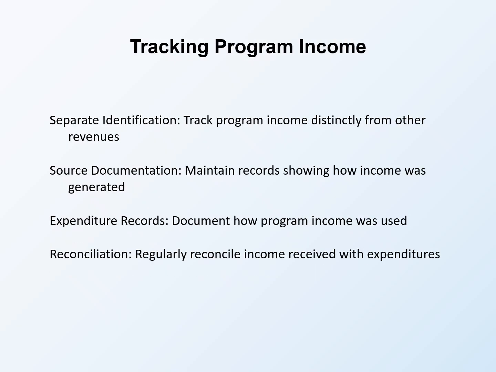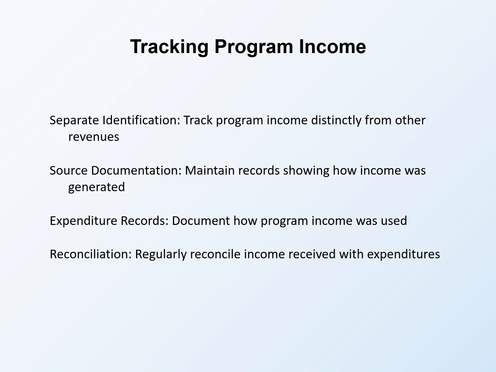Proper tracking of program income enables accurate reporting and demonstrates compliant management. Building good tracking practices prevents problems. Separate identification requires tracking program income distinctly from other organizational revenues. Your accounting system should clearly identify program income associated with specific federal awards. Commingling program income with general revenues makes compliance demonstration difficult and invites problems.